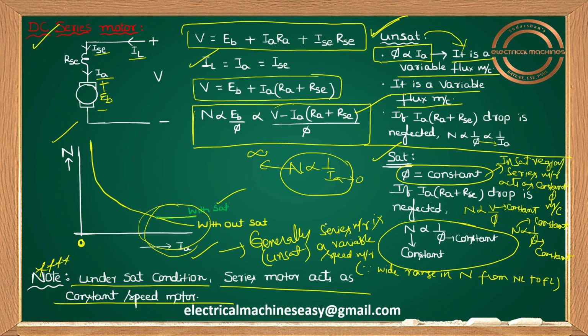In the unsaturated region, your series motor acts as a variable speed motor. It's not a constant speed motor because there is a lot of variation in speed from no load to full load. No load speed is infinite, full load speed is very less. So that's the reason why a series motor can be called a variable speed motor under the unsaturation region.